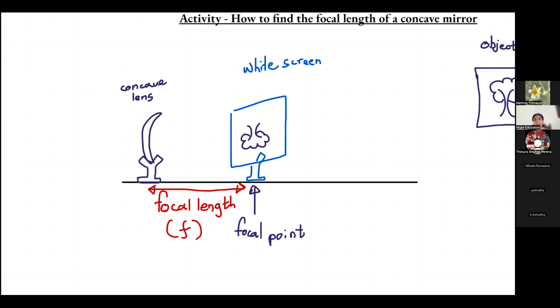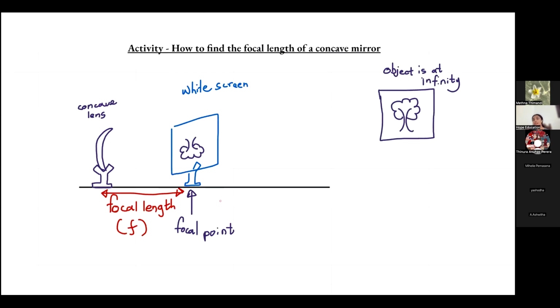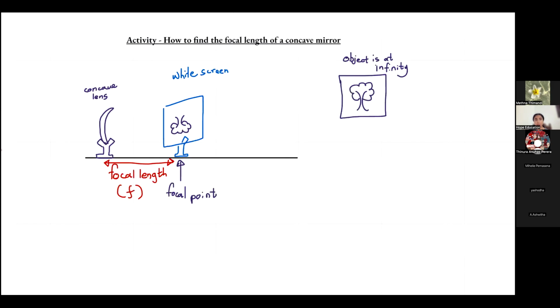Did you understand this experiment clearly? It's not an experiment, it's just an activity. Did you understand this activity? Anybody has any questions? No? Nobody has any questions, no?